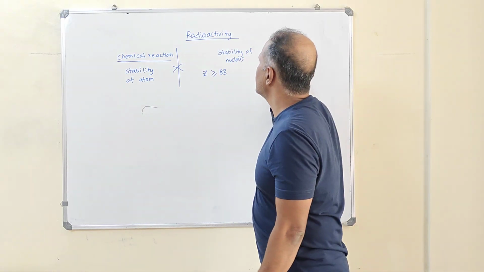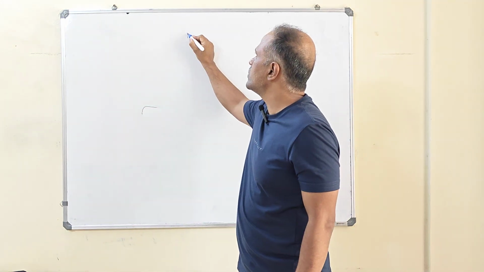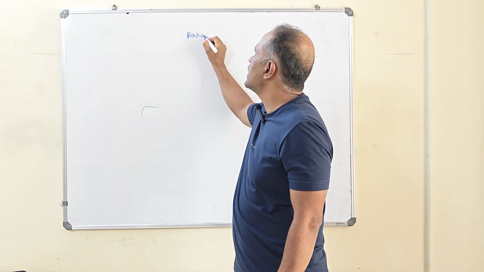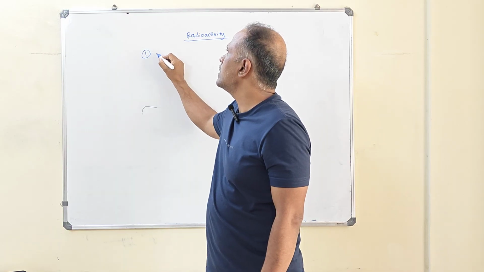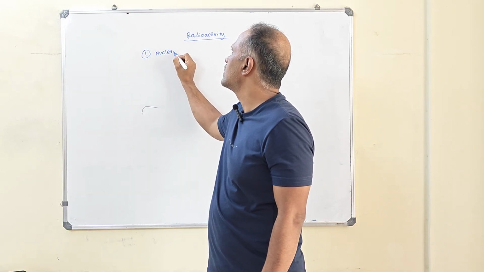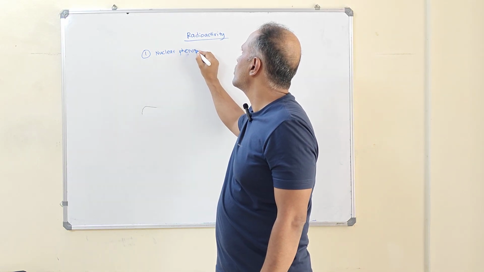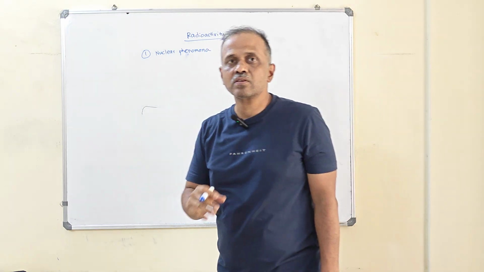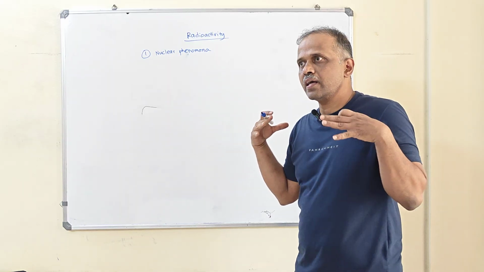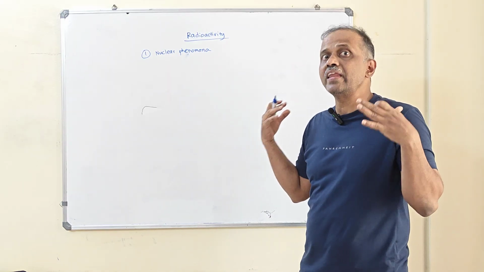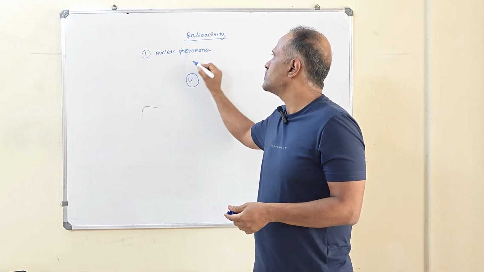So understand that radioactivity is nothing but a nuclear phenomenon. So what is the first thing we should know? Radioactivity is firstly a nuclear phenomenon, that is, it happens only in the nucleus. Now if we consider radioactivity, then the very first element which comes into anyone's mind is uranium.